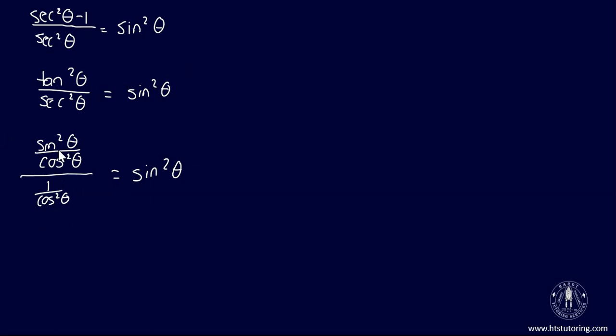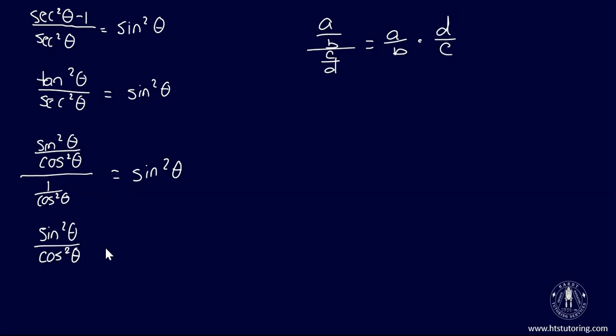Now we think about our fraction rules. We have a fraction divided by a fraction. Remember, if I have a over b divided by c over d, keep, change, flip: I do a over b times d over c. So I keep my first fraction, change division to multiplication, and I flip my second fraction. Now I'll have sine squared theta over cosine squared theta times cosine squared theta over 1 equals sine squared theta. Okay, so now I look and say, can anything cancel out here?